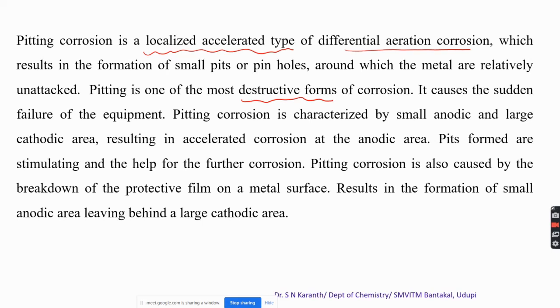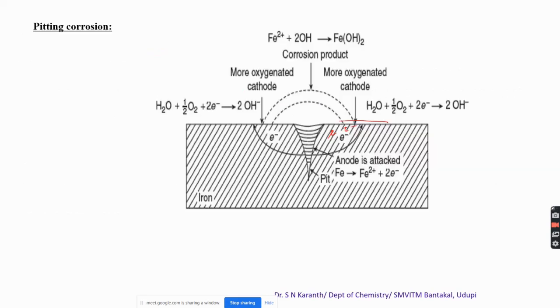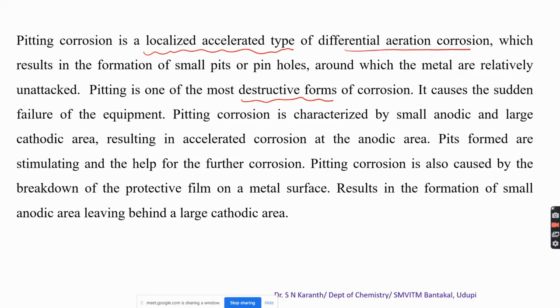How these pits are formed: that may be during manufacturing time itself, or maybe due to breakdown of protective film. Sometimes, in order to protect a metal, we may introduce another metal over it. If the breaking of this protective metal is observed, again differential metal corrosion is observed, and continuous pitting or pinholes are created. Once the pinhole is created, then localized attack takes place and differential aeration sets up, so the sudden failure of the equipment is observed.